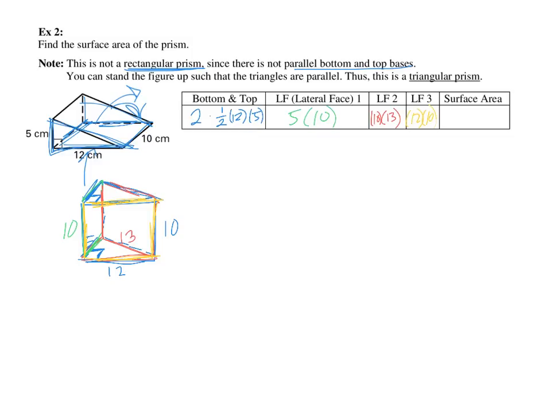So as you can see, it takes quite a bit of visualizing to figure out these problems. But the more you do them, the easier it will become. So if I add all these up now, I get what? I get 360. And it's going to be 360 what? Centimeters squared. Done. If you have any questions about this example, please make sure to ask.